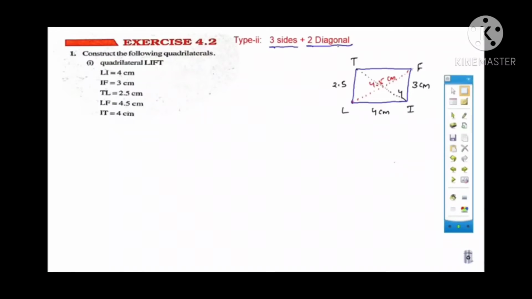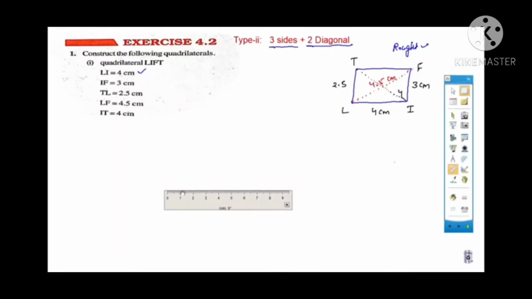Now we shall learn how to construct a quadrilateral when three sides and two diagonals are given. See my dears, I have drawn a rough figure here, that is the quadrilateral LIFT, what they have given in your exercise. First question: LI is equal to 4 cm, IF is equal to 3 cm and LT is equal to 2.5 cm, and two diagonals they have given.